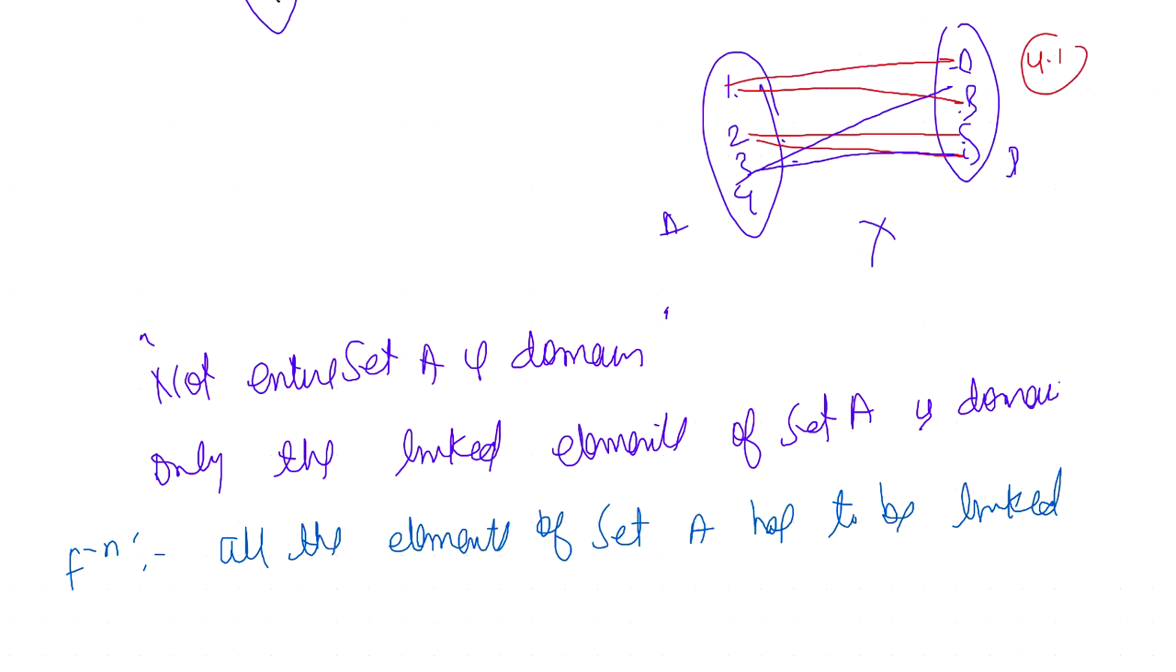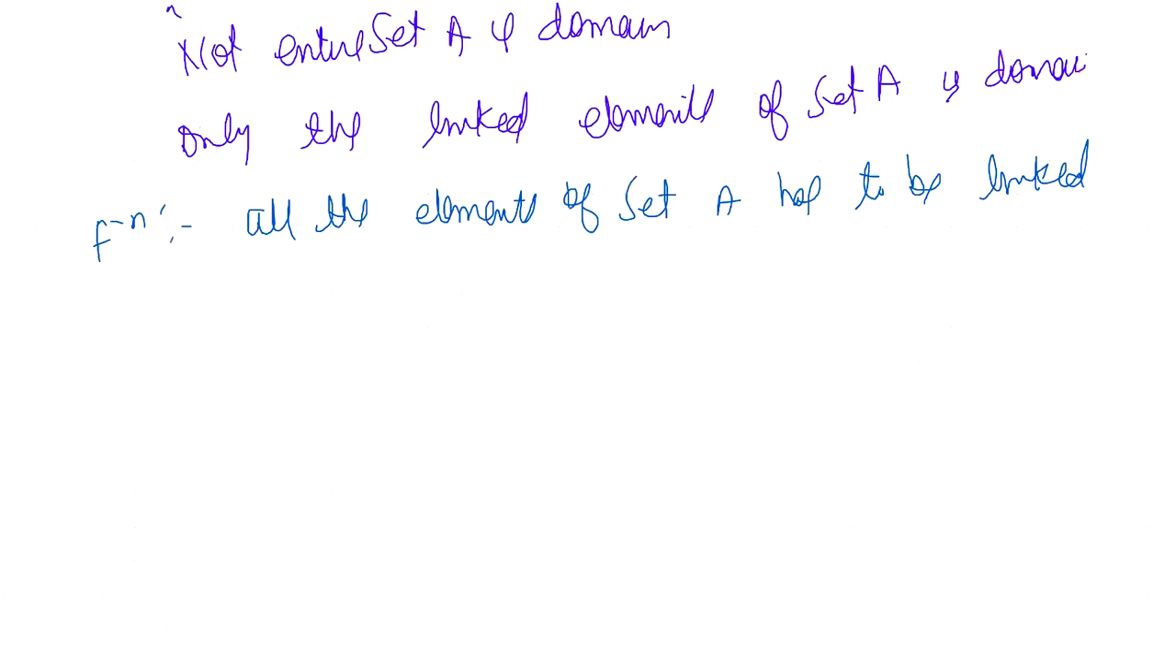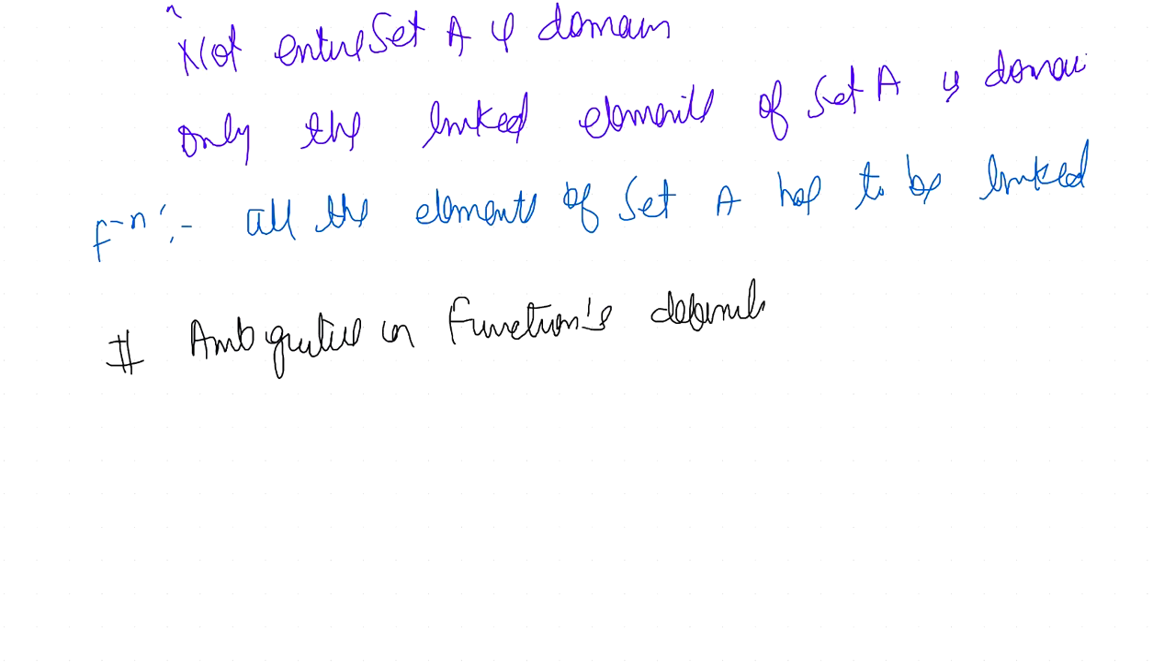Now there are certain ambiguities in definition. ठीक है, there are certain ambiguities in function definition. function की definition में कुछ कुछ कमियां हैं. क्या, पहला कि although it talks everything about set A, all the elements of set A has to be connected to exactly one element of set B, nothing has been said about सेट बी.